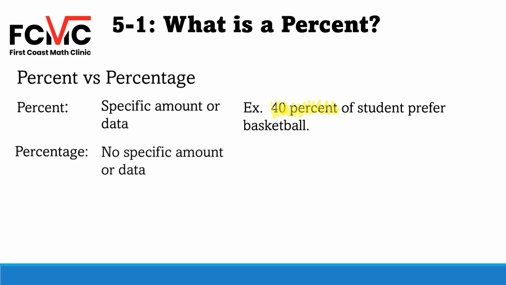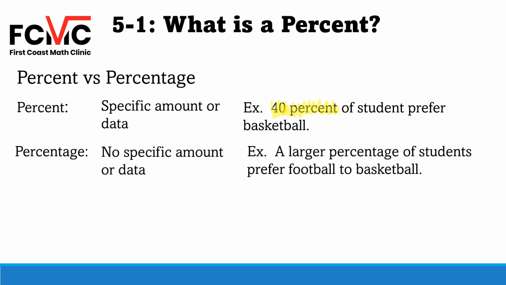When we use percentage, we don't have any specific amount or data. So we would use it in context like this: a larger percentage of students prefer football to basketball. So we don't have a number, we're just saying a larger percentage. We're not giving a number value here, compared to our percent, where we're actually stating 40%.